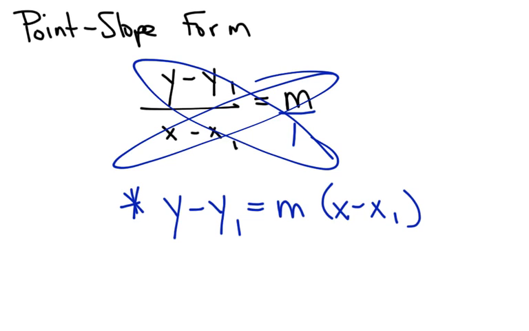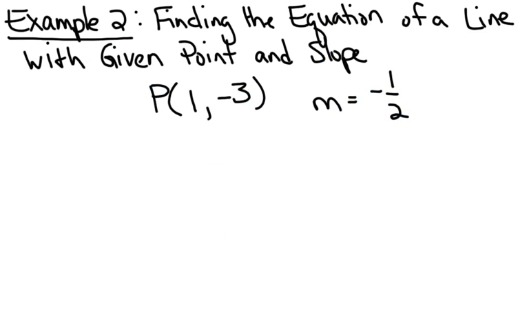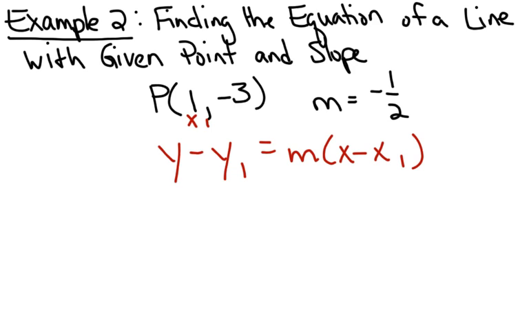It's the form of a line that we like to use when we know the slope of the line and we know a point on the line. So now let's find the equation of a line with a given point and slope. If we use point-slope form, y minus y1 is equal to m times x minus x1, the point you're given gets plugged in for x1 and y1.